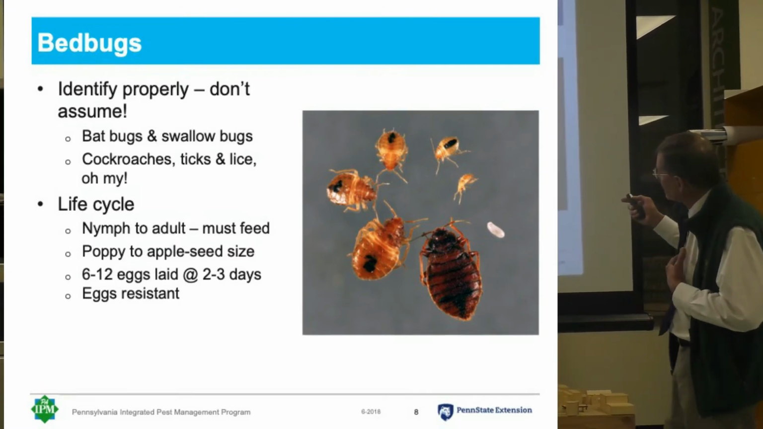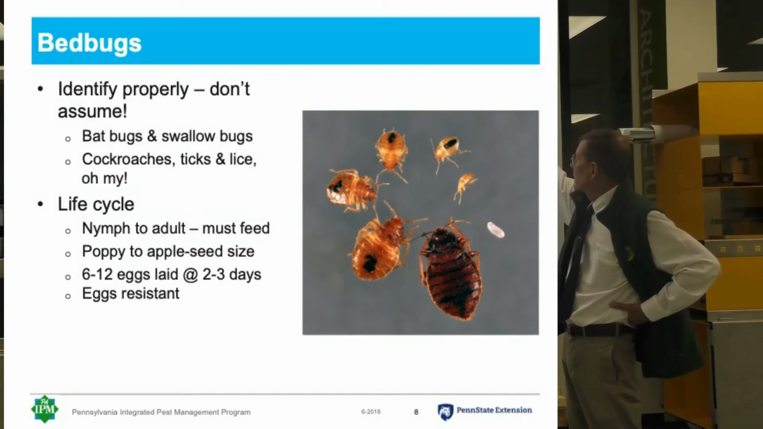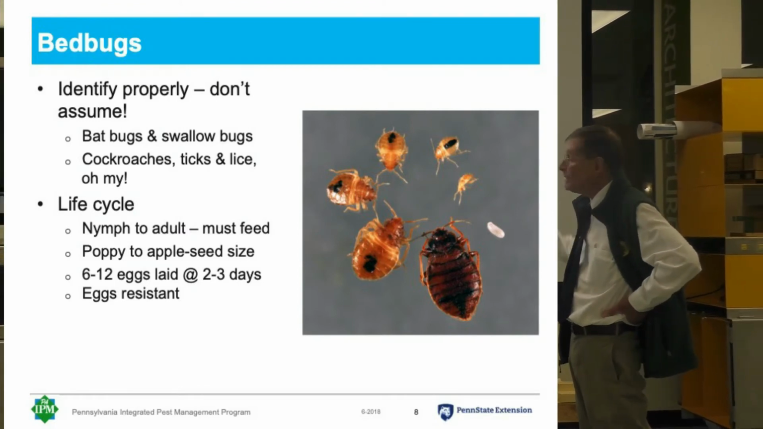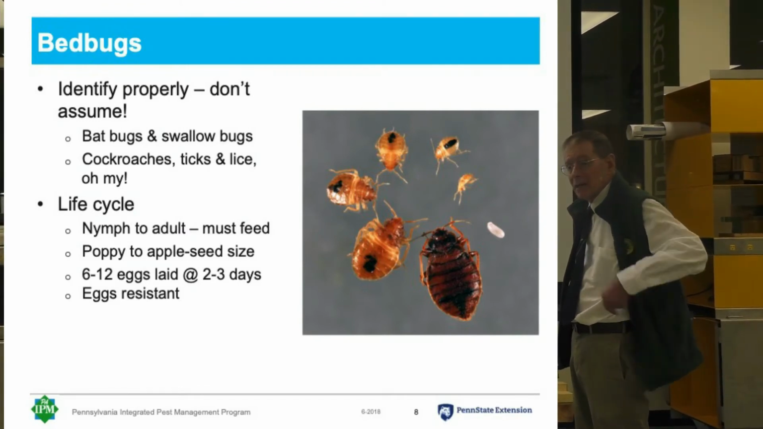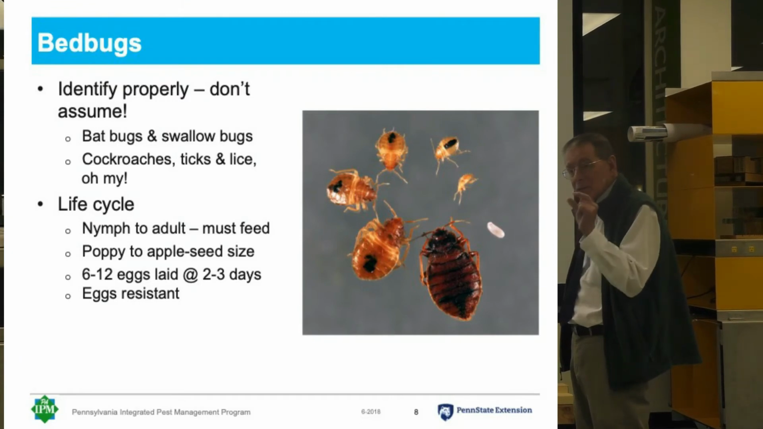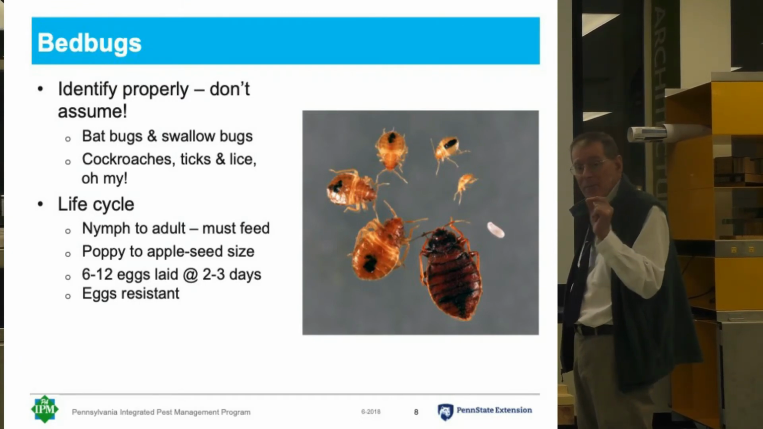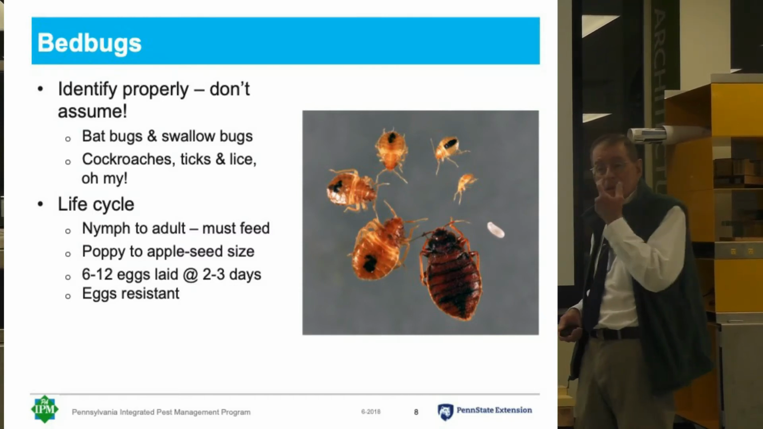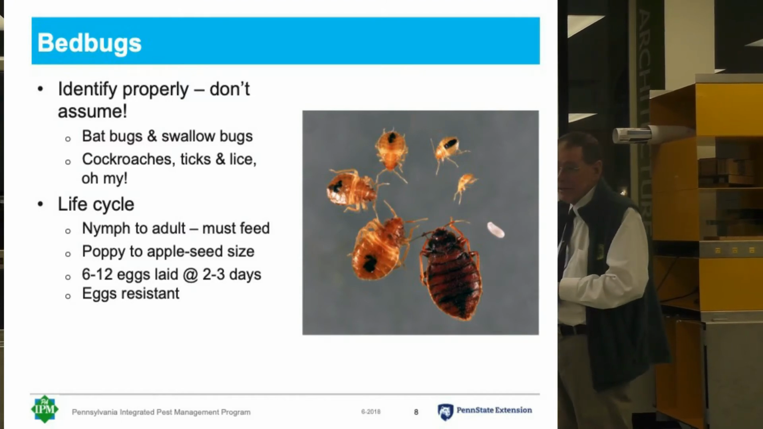Now, when that egg hatches, this little guy up here is going to come on out. And he's about the size of that egg, so a 26th of an inch long, basically about the size of a period at the end of a sentence. And before they feed, they're translucent, so they're really, really hard to see.